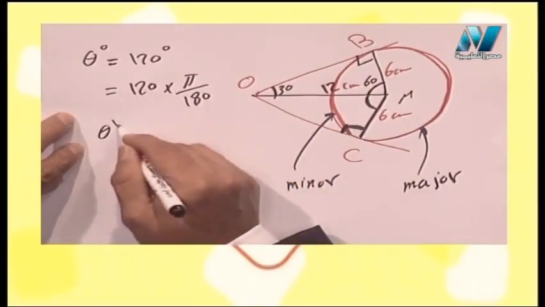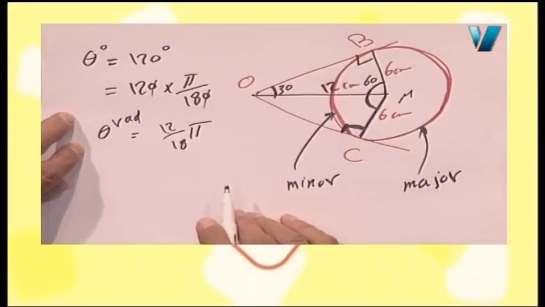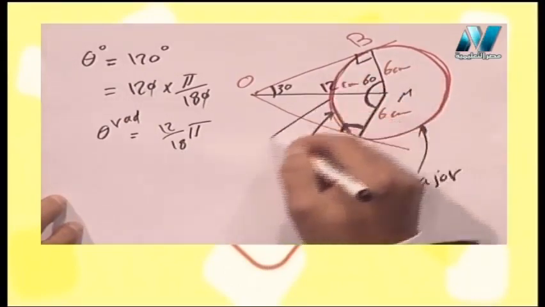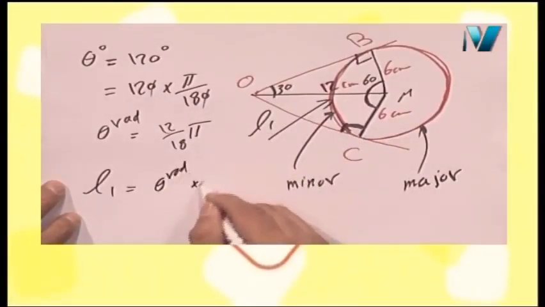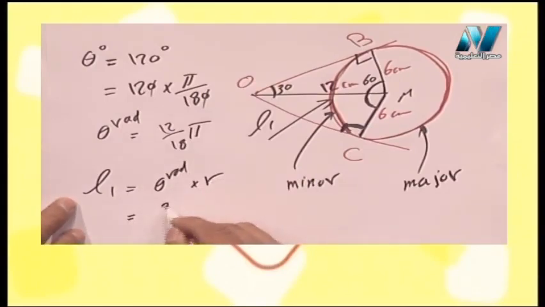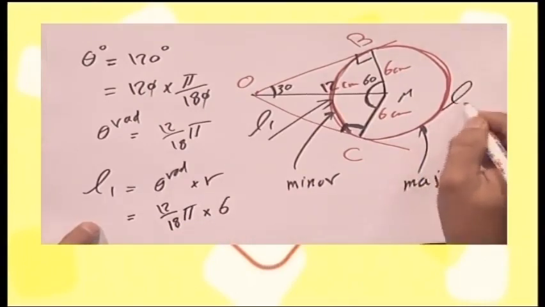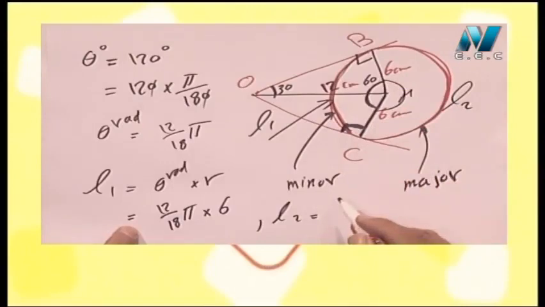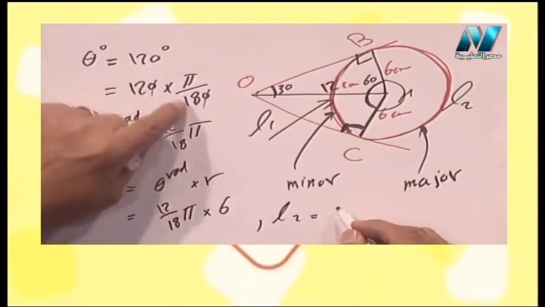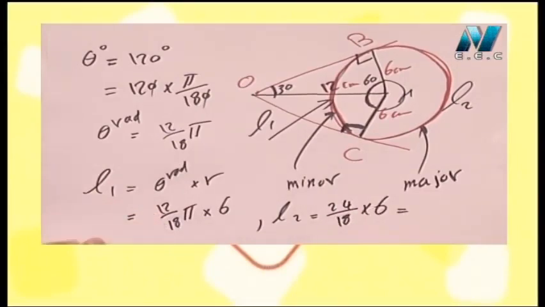So theta rad, cancel 0 with 0, is 12 over 18 pi. To find the small l, we call it L1 here, equals theta rad multiplied by r, equals 12 over 18 pi multiplied by 6. And L2, the major one, equals theta rad, which is 240 multiplied by pi over 180, will be 24 over 18 pi multiplied by 6, and you can calculate it using a calculator.